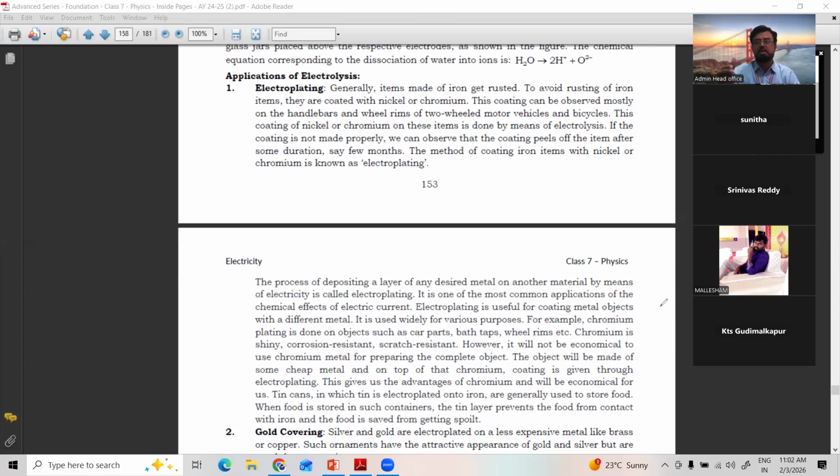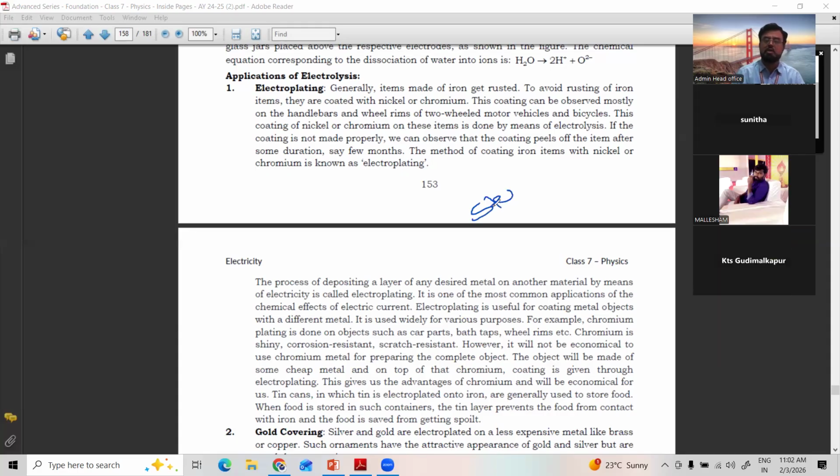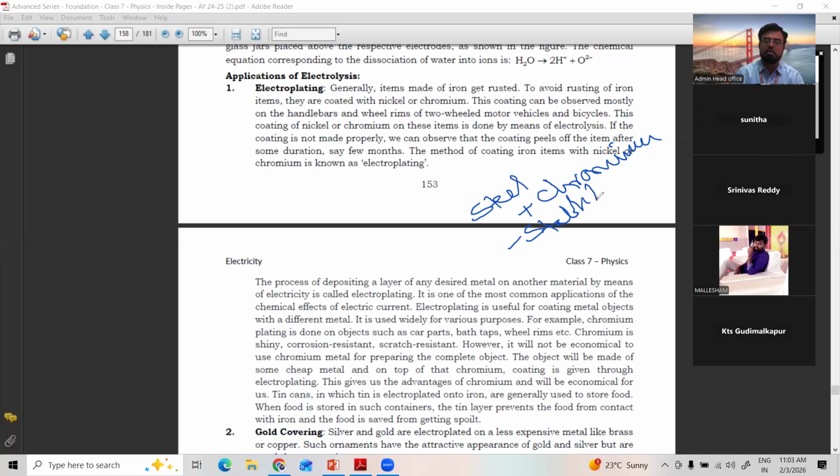For example, if you see utensils in our house, like plate, bowl, glasses, stainless steel we call. What is stainless steel? Stainless steel is nothing but coating chromium on steel. Right? Steel plus chromium. So whenever chromium is coated on the steel, it becomes stainless steel. What happens if you use only steel? It will rust. Suppose you use only steel utensils, because of oxidation in air, the steel will rust.